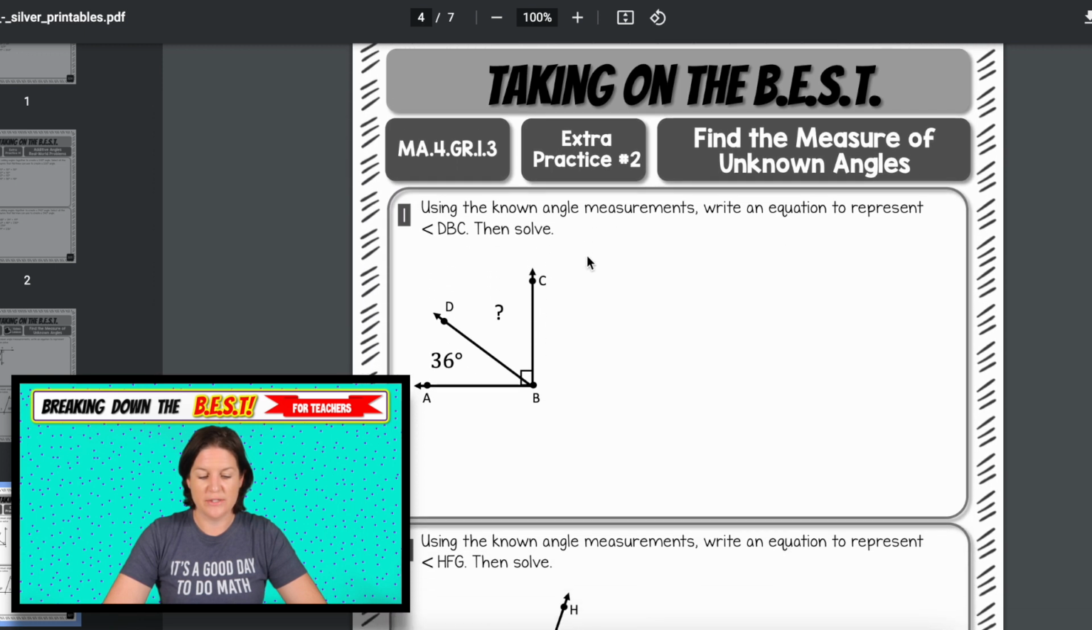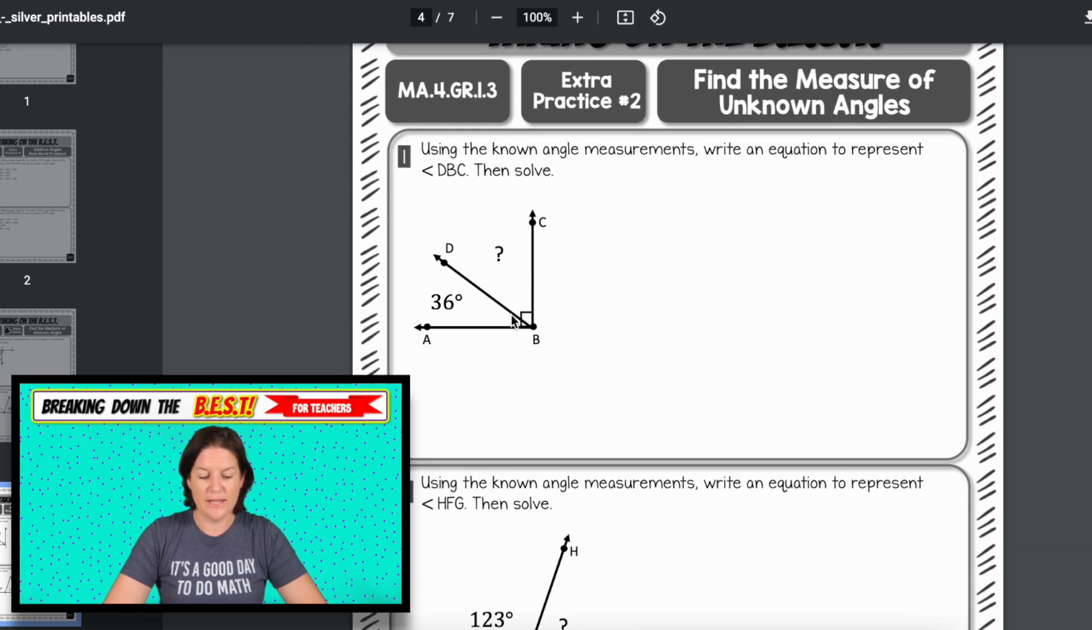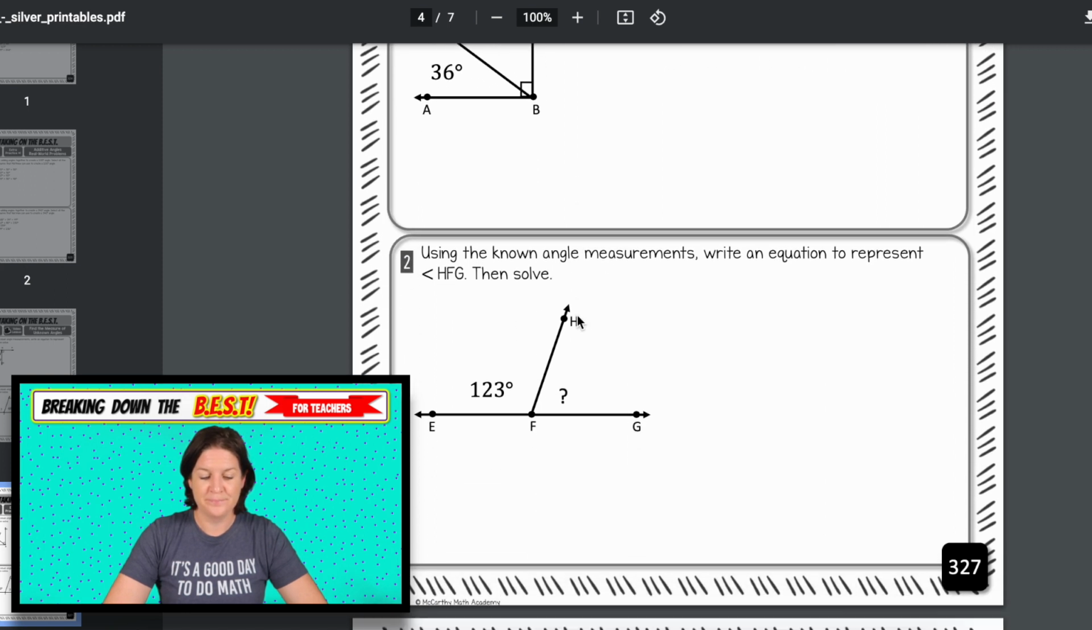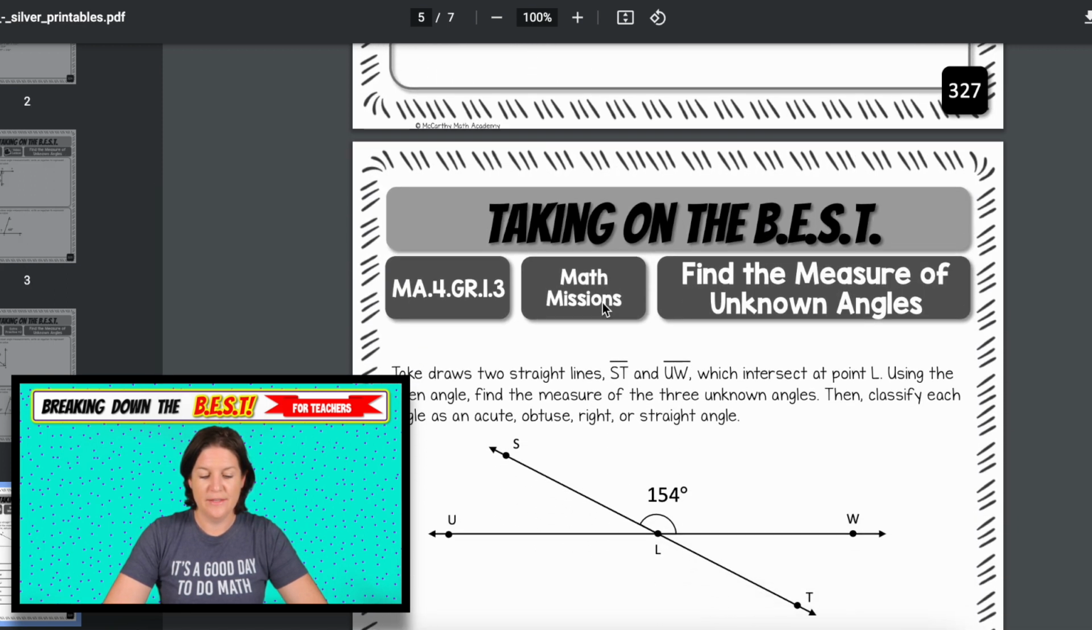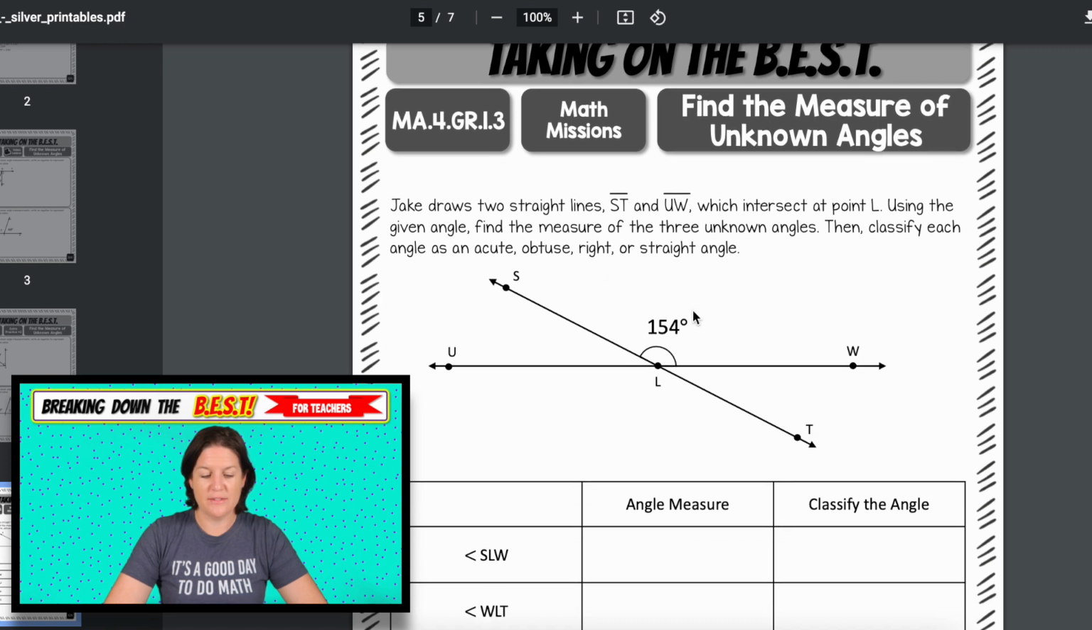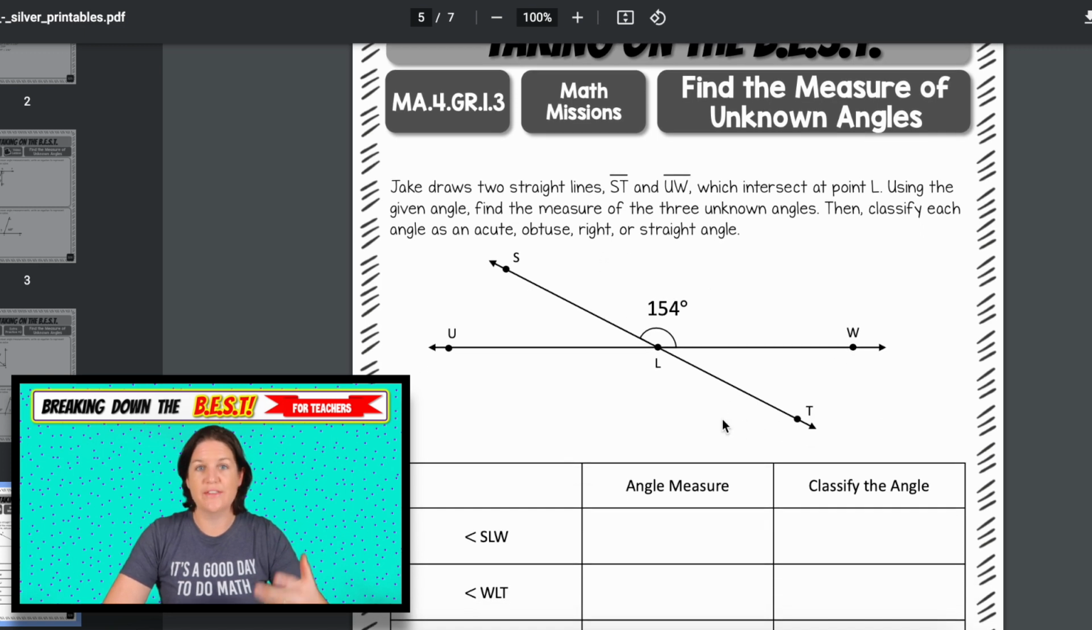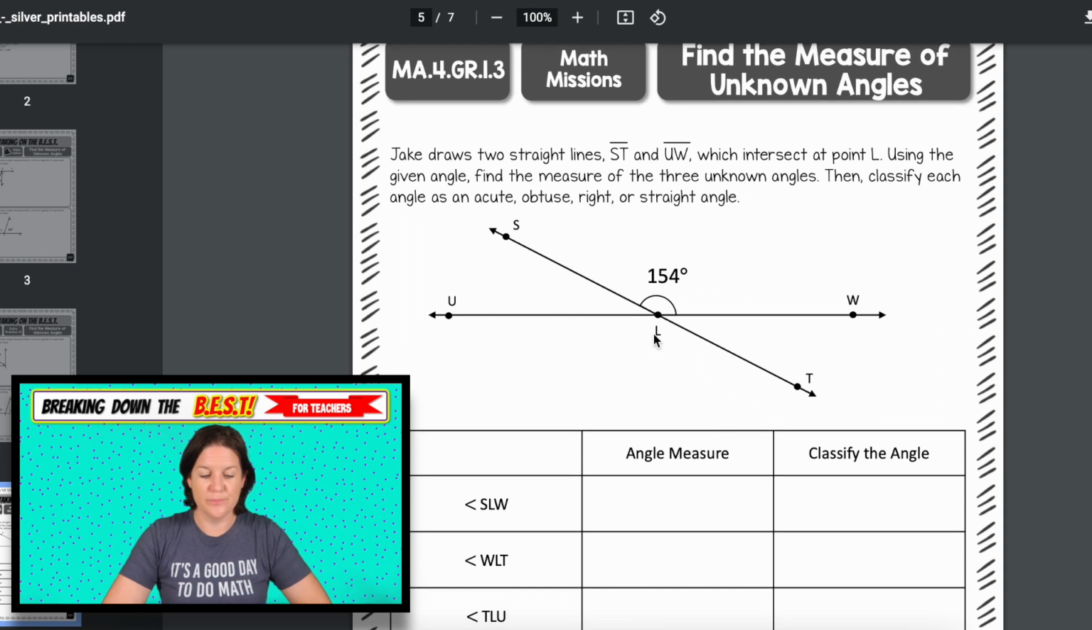And then there's extra practice right here. Using what we know about right angles, you've got a piece of it. It's been decomposed into 36. And what unknown measure to get an angle of 90 degrees. All right. Then there is a math mission, which is a math task. It's kind of similar to what we saw in the one on the standard too.